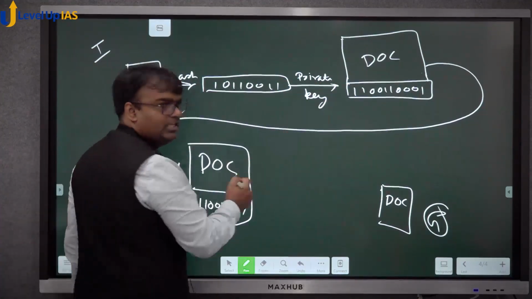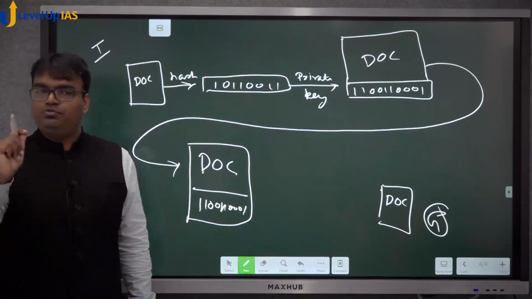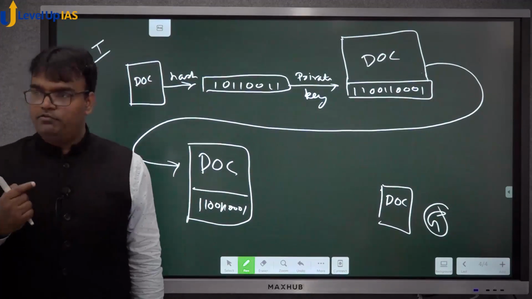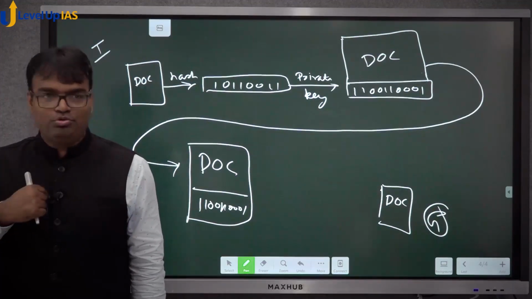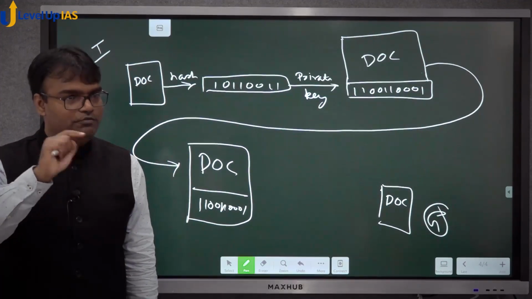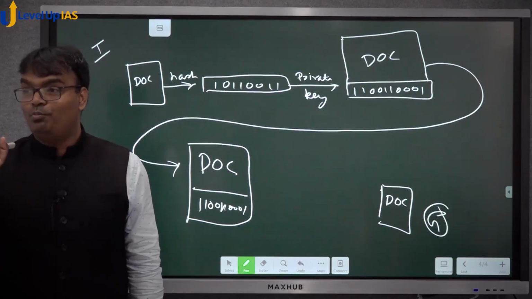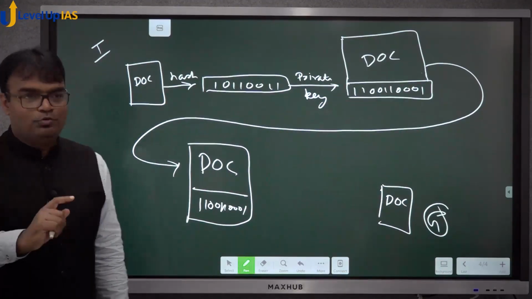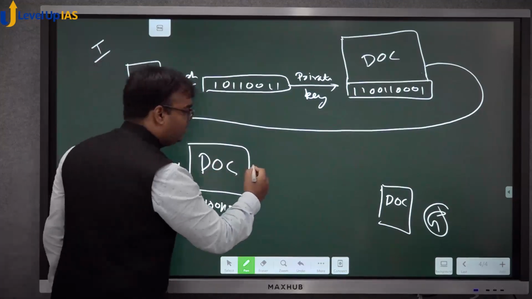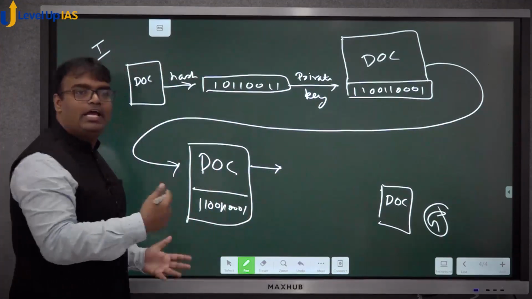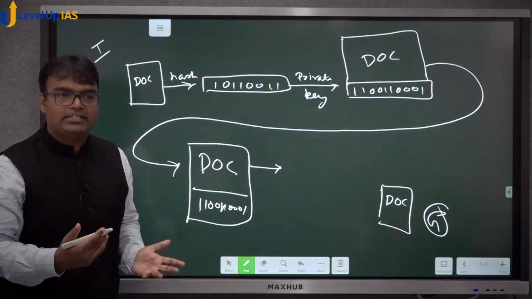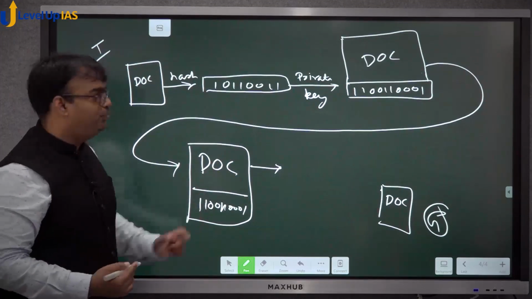1100110001. They have received this. They have to ensure that it has come from Santosh only, the guy who is saying that it has come from him, and it has not been modified in any way. So what they'll do, they'll convert this doc by using hashing. They'll convert this doc into the encoded form.